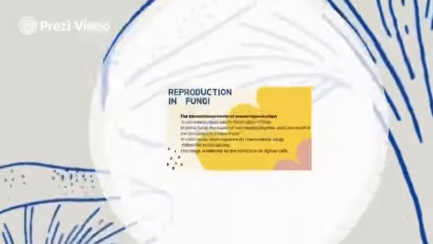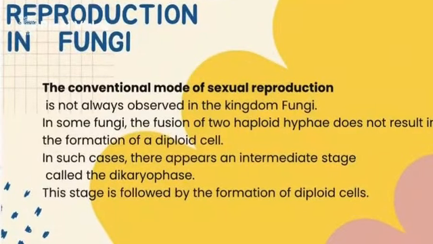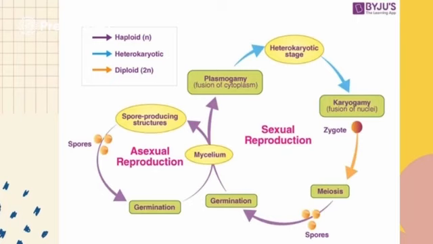The conventional mode of sexual reproduction is not always observed in the kingdom fungi. In some fungi, the fusion of two hybrid hyphae does not result in the formation of a diploid cell. In such cases, there occurs an intermediate stage called the dikaryophase. This stage is followed by the formation of a diploid cell. This picture shows the method of sexual and asexual reproduction.